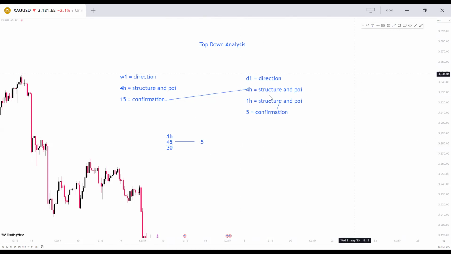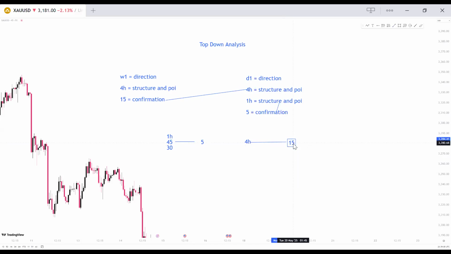You need 5 minutes. But if your entry or your structure is on 4 hours, you must surely go with 15 minutes. If you have 4 hours entry, 4 hours structure or POI, anyone, and you mark your POI on 4 hours, your confirmation should be on 15 minutes.